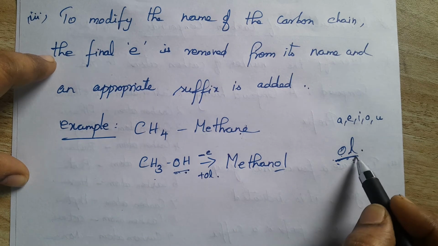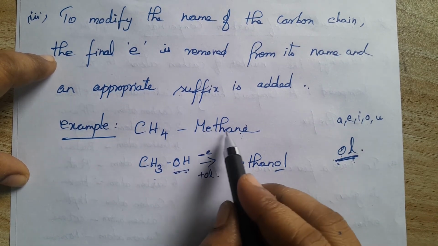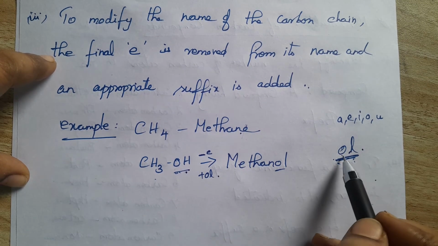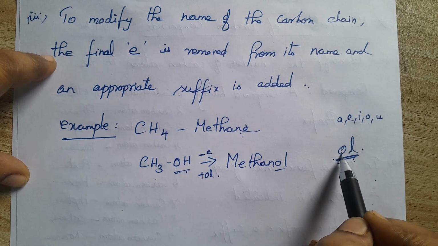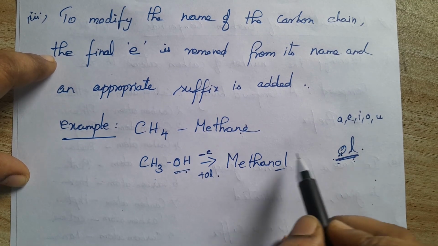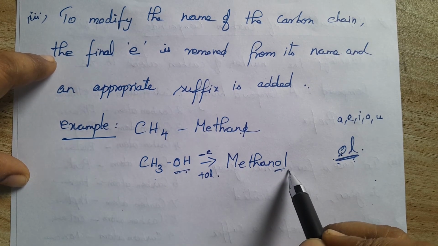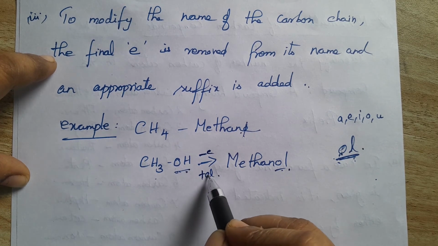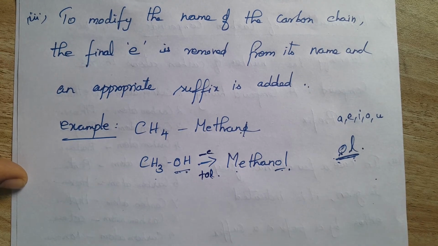Methanol means we are going to add OL, right? How will you add this? Not methane-ol, not like that. Because this functional group starts with a vowel sound, we have to remove this E and add OL. Remove this E, take it from there and add OL: methanol, ethanol, like that.